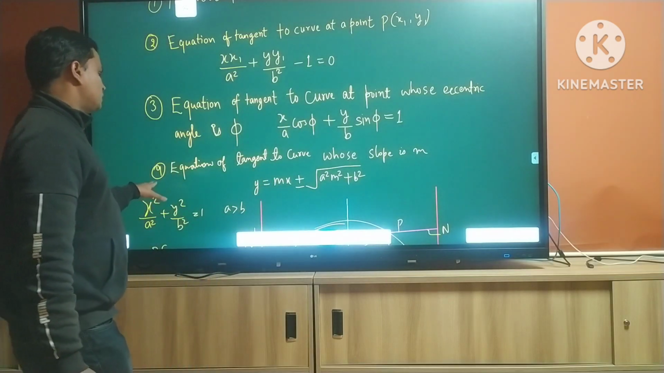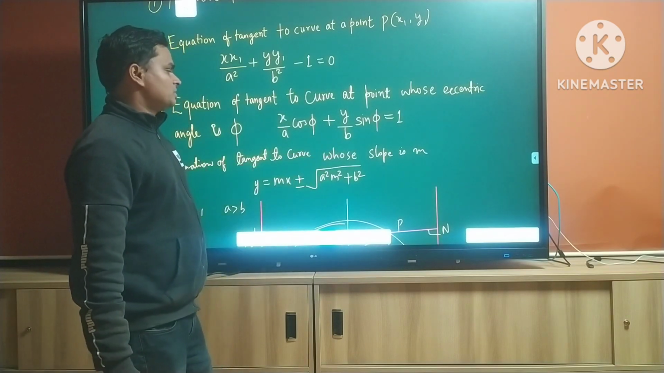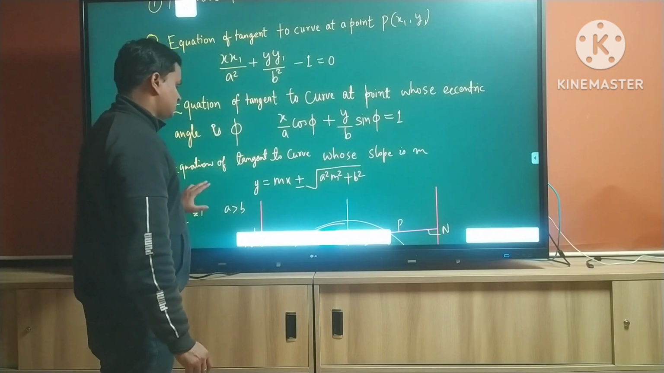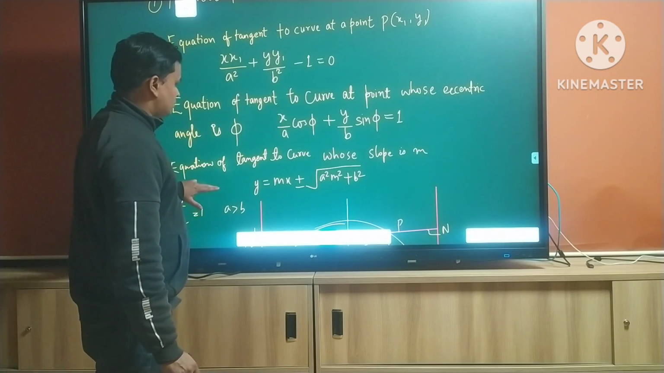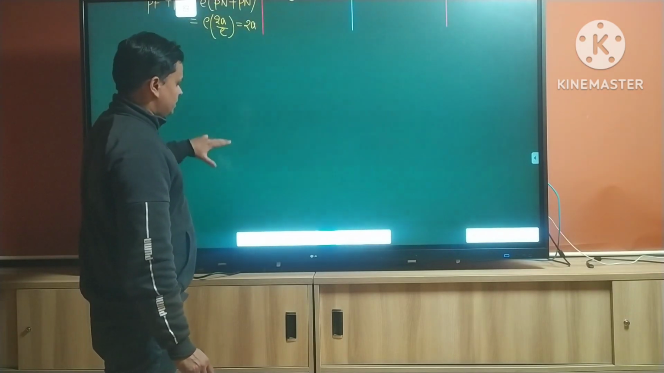And the third thing is the equation of a tangent to a curve whose slope is m, given as y is equal to mx plus minus root under a square m square plus b square. So let us see these 3 points.